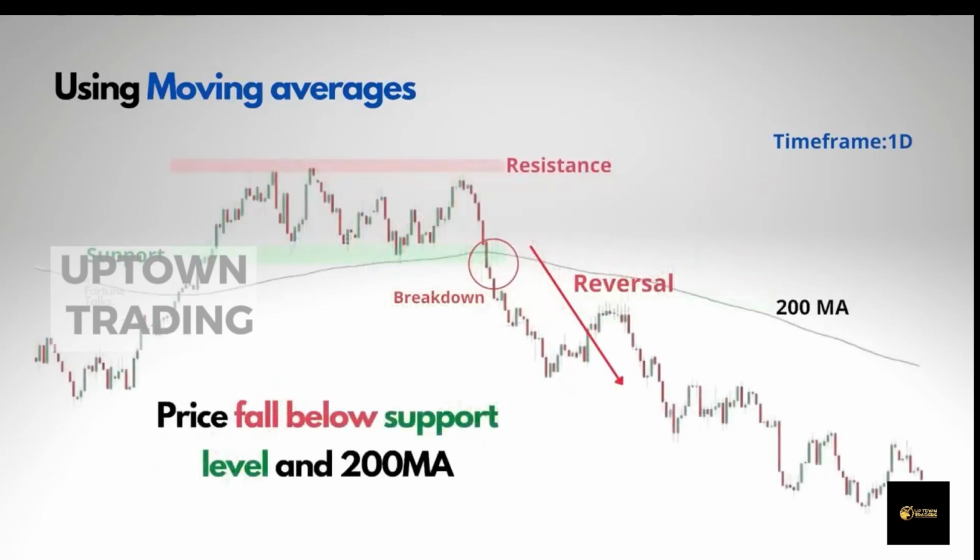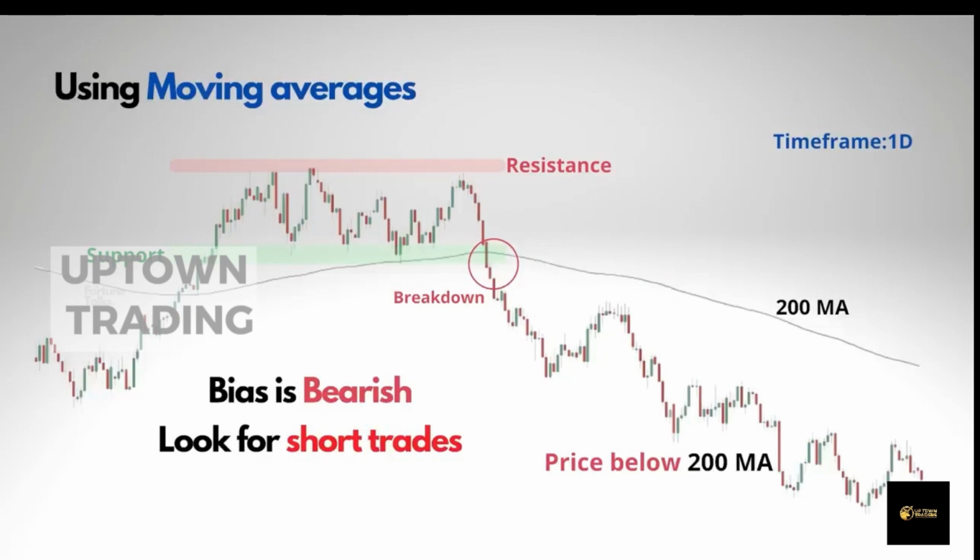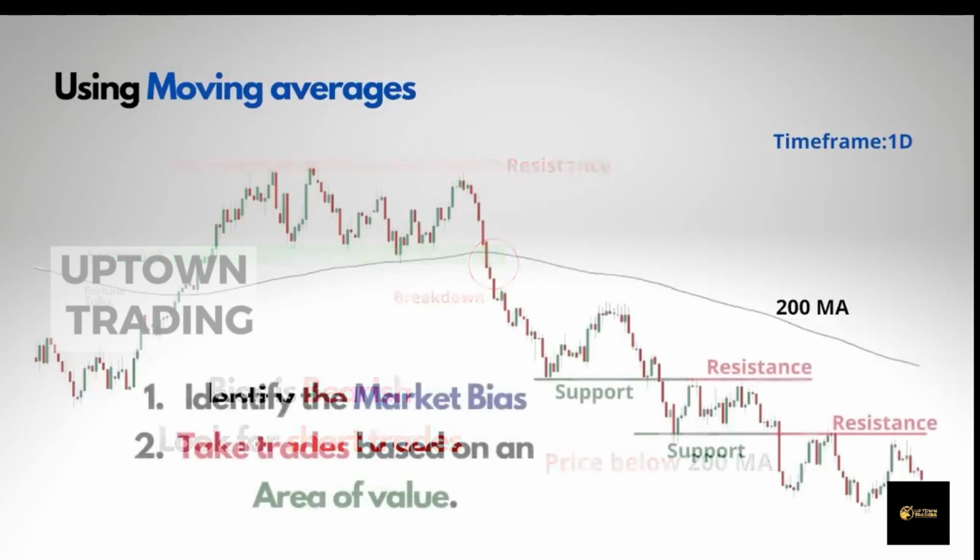The price broke down the support level and even moved below the 200 moving average with great momentum. There wasn't any price rejection of any sort from both these areas of value. Now you can have a short bias since the price is trading below the 200 moving average, and now we can look for opportunities to go short on the market. This is how you can actually use the 200 moving average to give you a bias to know whether you should go long or stay short.